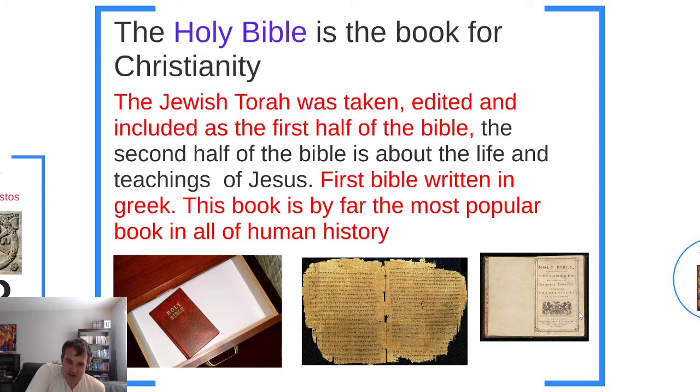And here's what you got to know. The Jewish Torah, the Jewish holy book, is virtually the same thing as the first half of the Christian Bible. It's just that the Christian Bible is divided into two books: the First Testament and the Second Testament, or the Old Testament and the New Testament. And the first half is basically the same thing as the Jewish Torah. The second half is the story of Jesus Christ. So that's the New Testament.